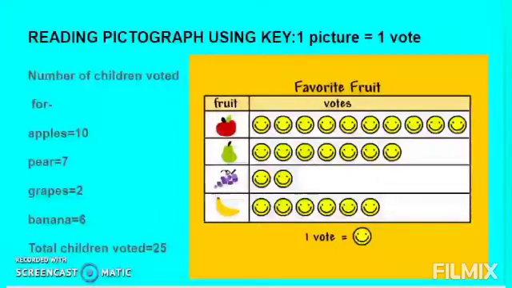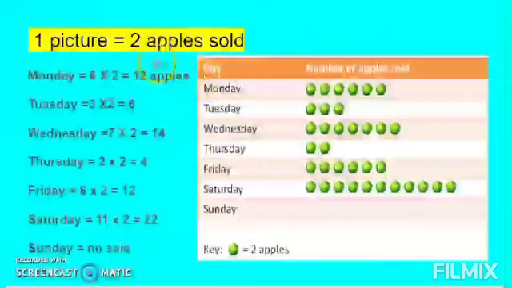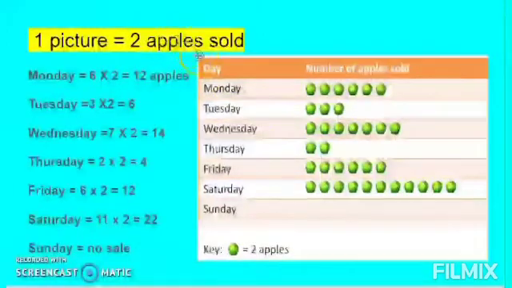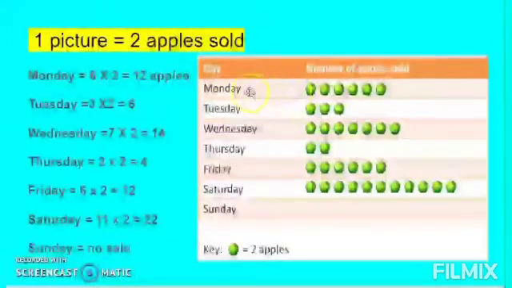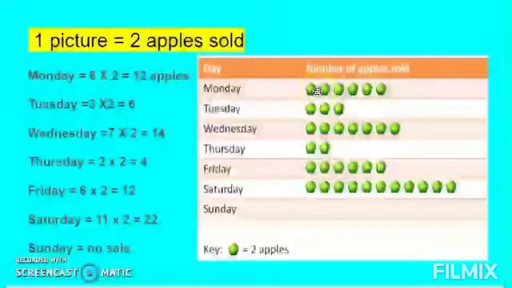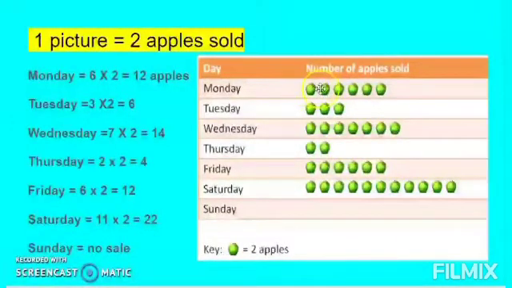Now let us see one more example in which one picture is equal to 2 apples. So on Monday, how many apples were sold? We will count the number of pictures multiplied by 2. So let us count for Monday. 1, 2, 3, 4, 5, 6. So 6 into 2, apples sold on Monday is 12.